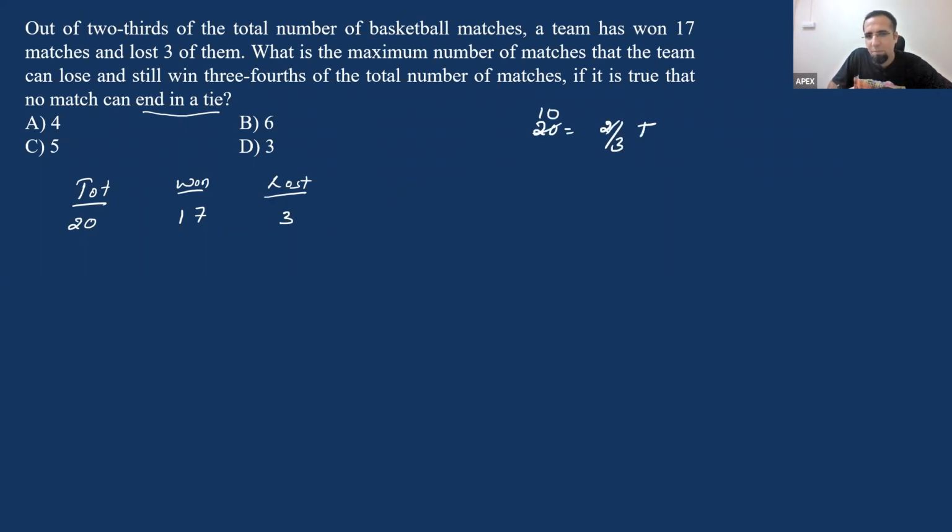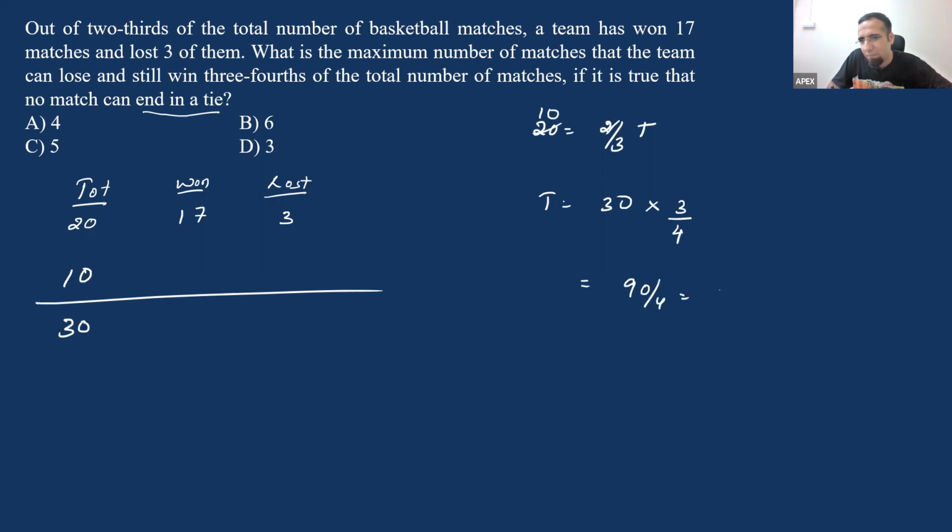2 ones are 2 tens. That means total matches become 30. So this guy has to play a total of 30 matches. That means he has to play a total of 10 more matches. Now of 30, he has to win 3/4. That means 90 by 4. 90 by 4 becomes 22.5, which means this guy has to win how many matches for sure?